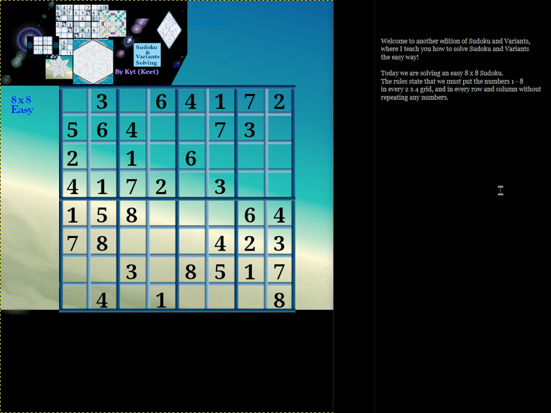Welcome to another edition of Sudoku and Variance, where I teach you how to solve Sudoku and Variance the easy way. Today we're solving an easy 8 by 8 Sudoku.